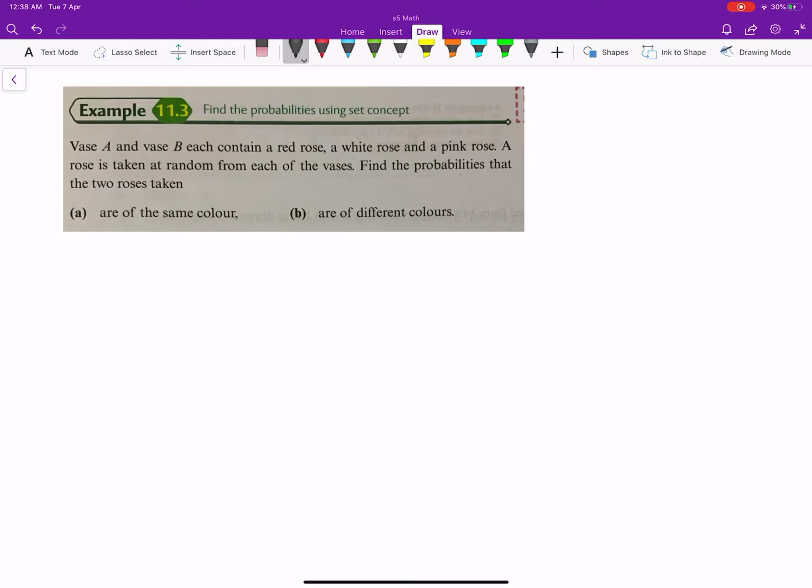So let's use the set concept to try to find the probability. A part. So now let's get the sample space first. Sample space. So now we are taking a rose from each vase, so we will actually get 2 outcomes from these 2, A and B, right? So for example, if both are red, then we use R to represent. The first one, this is from A and this is from B. And then instead of R, we also can have red and white and also red and pink.